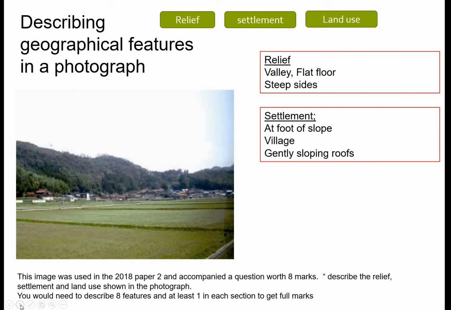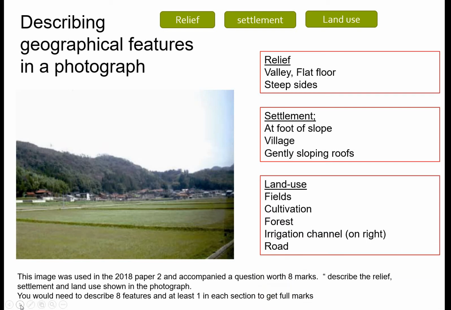Some of these things can be inferred, because this picture was from 2008, and I thought this was a bit too blurry to get that level of detail without knowing something about it. But if you can infer something about that area, it would make it easy. So you're not going to lose marks for saying something that's not there. If you see a photograph like this and break it down in these 3 sections, relief, settlement, and land use, you're more likely to maximise your marks.